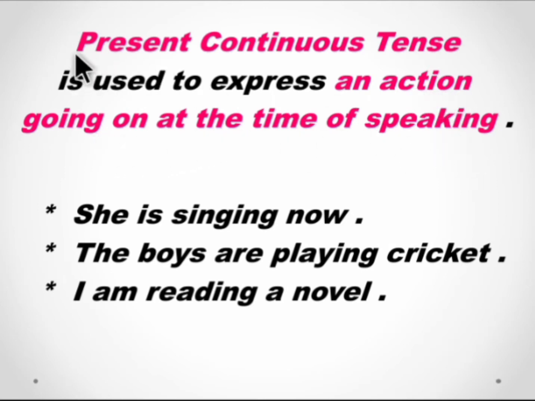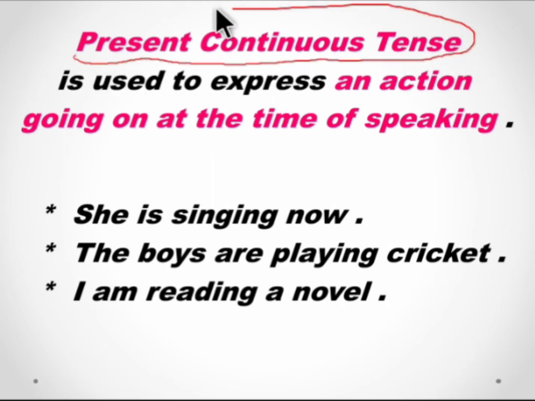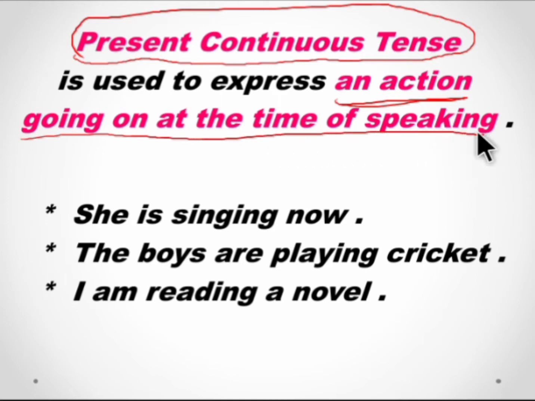That is, present continuous tense is a tense which denotes an action which is going on at the time of speaking. It means that an action has started and that action is continuing. It is not completed. It is continuing. So when we state that continuing action, we say continuous tense.